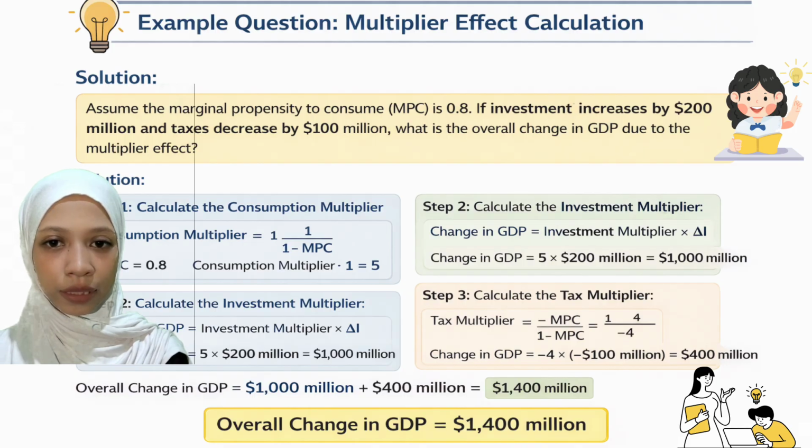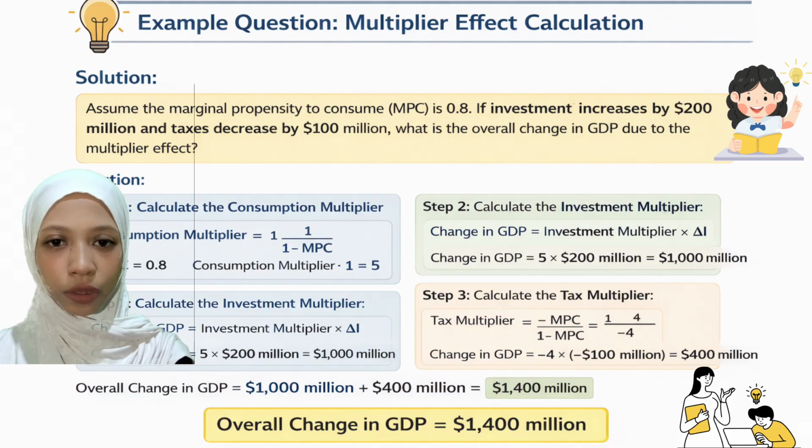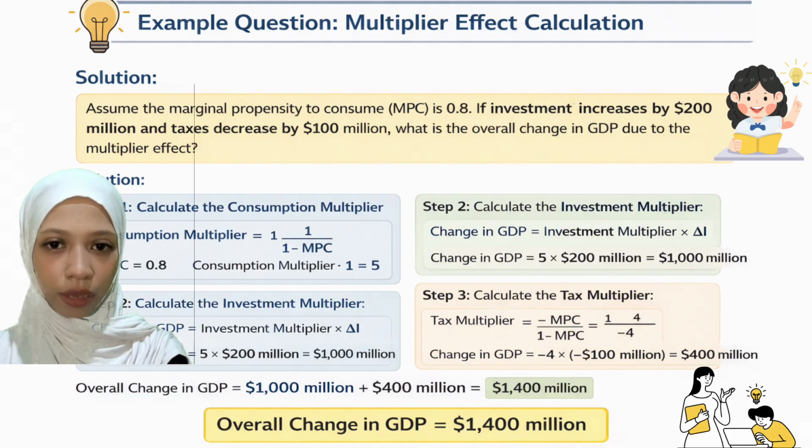So overall change in GDP equals $1,000 million plus $400 million, which equals $1,400 million. Overall change in GDP equals $1,400 million.